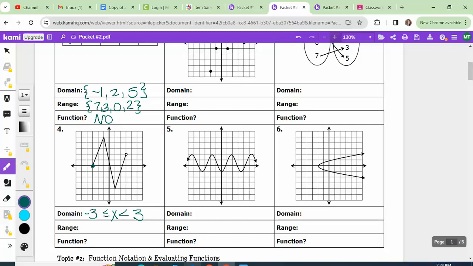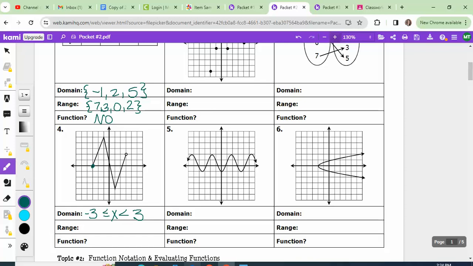Wait, but how do you know it's less than? Because it's negative. You always go small to large, so these symbols are always going to be the same. So it's saying x is bigger than -3, but it's smaller than 3. So those symbols will always go the same direction if you go from left to right. Just the equals will be different.